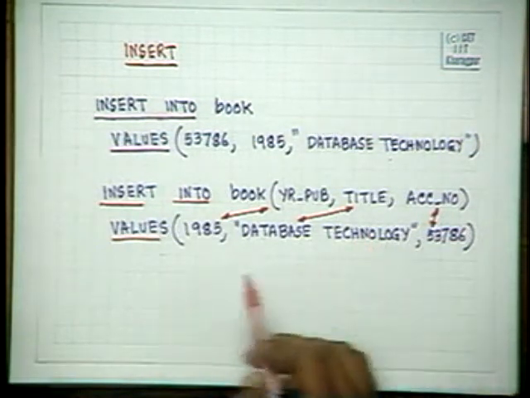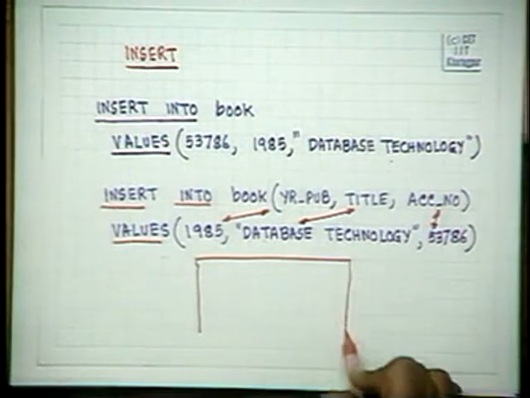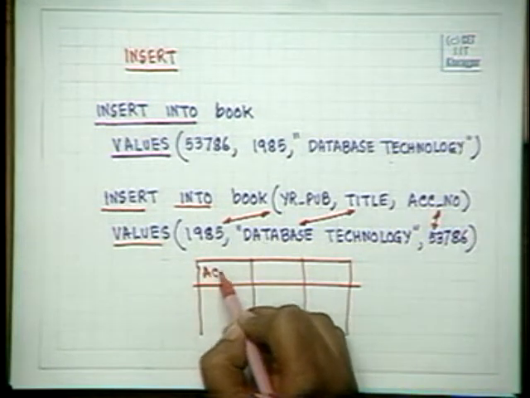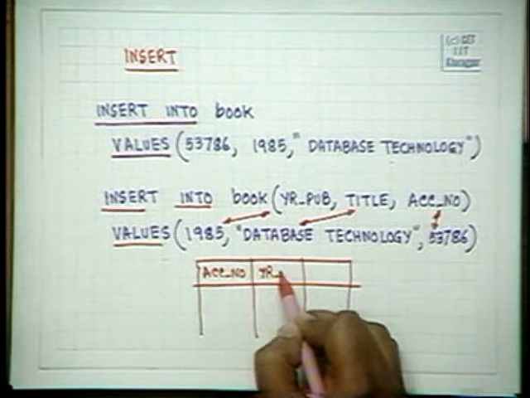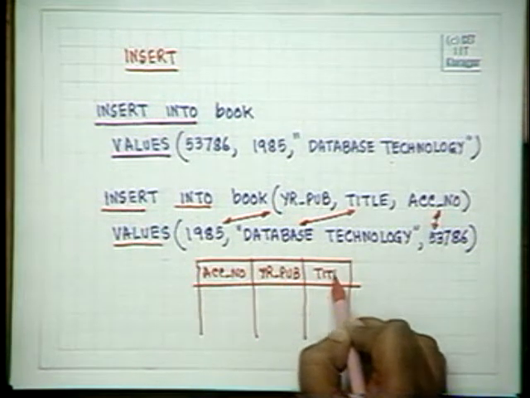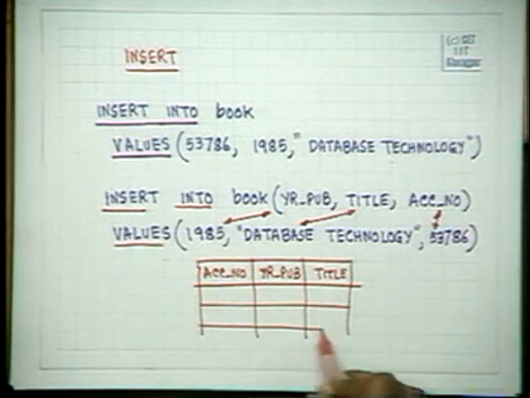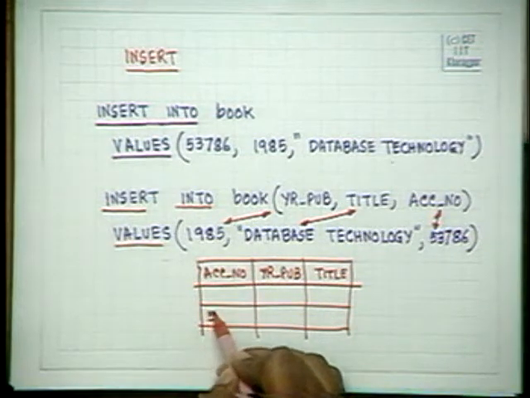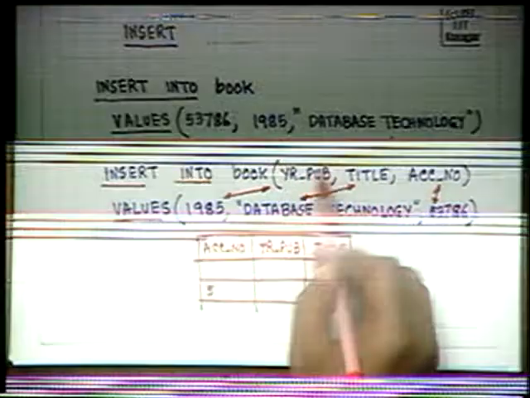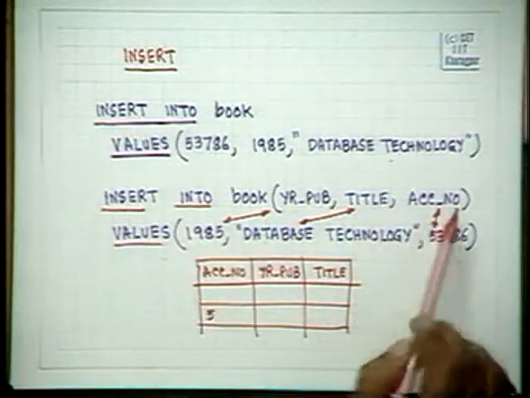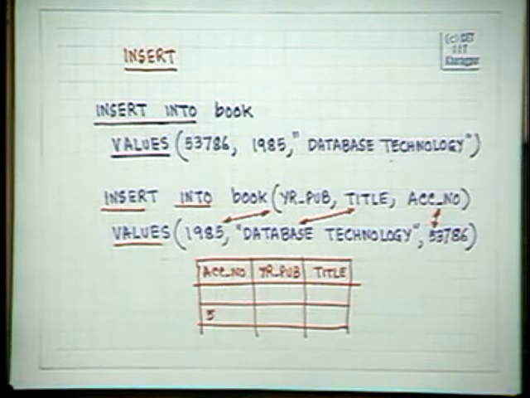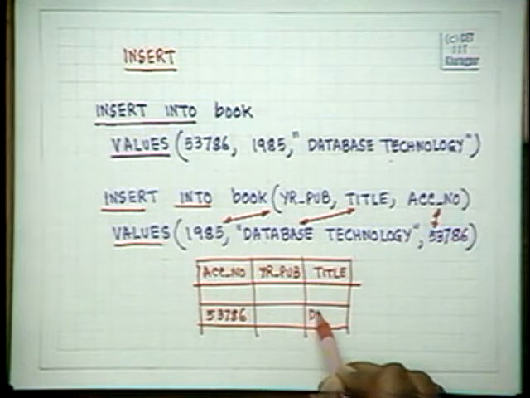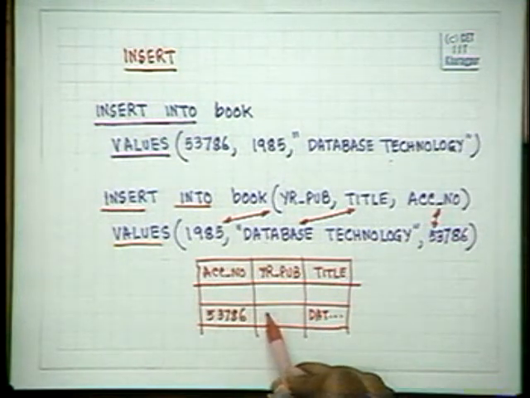But if you do that, then in the book relation, there are 3 attributes. One is accession number, the other is year of publication, and the third is title. And if you do not mention all the attributes, suppose you mention only accession number and title, and you did not mention this. So you wrote insert into book title comma accession number values, and you wrote this. Then here will be database, etc. And this will be called what is called null.